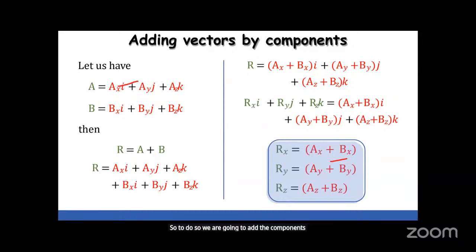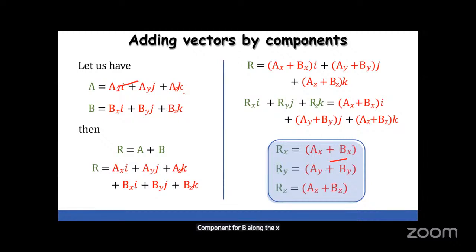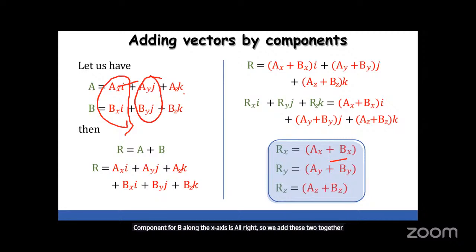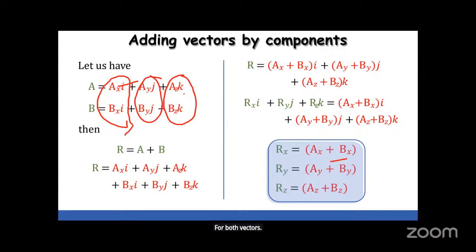The component for A along the x-axis is I. The component for B along the x-axis is I. So we add these two together. We add for Y, we add them together. Then we add Z together for both vectors. So that is how to add.